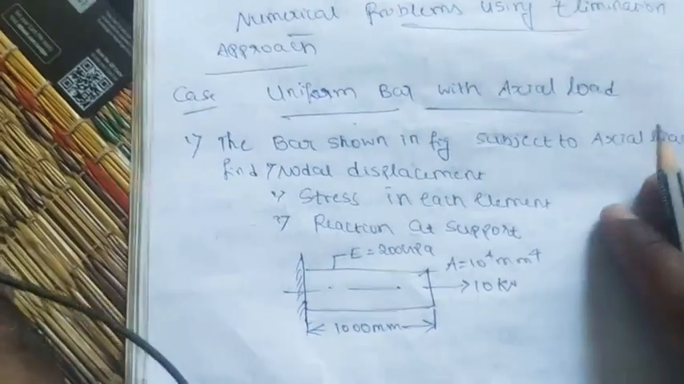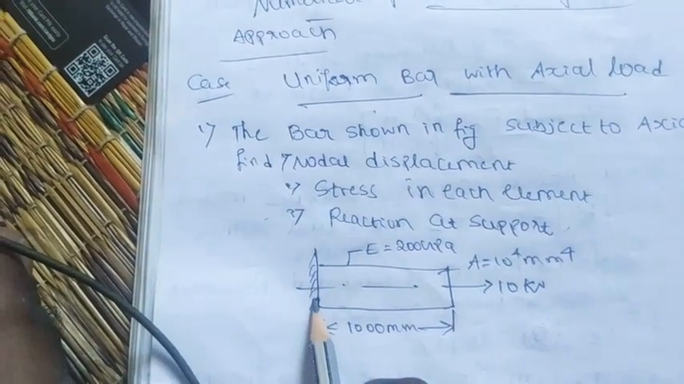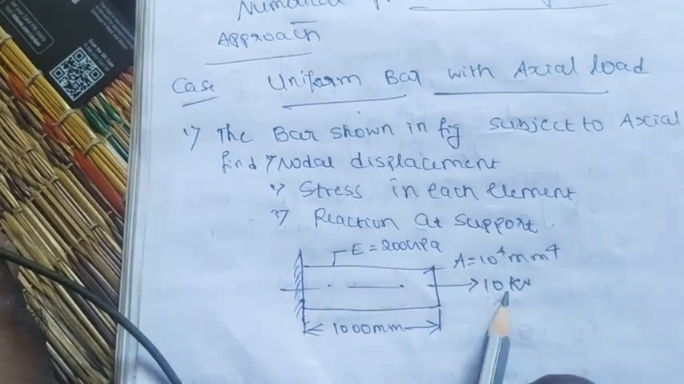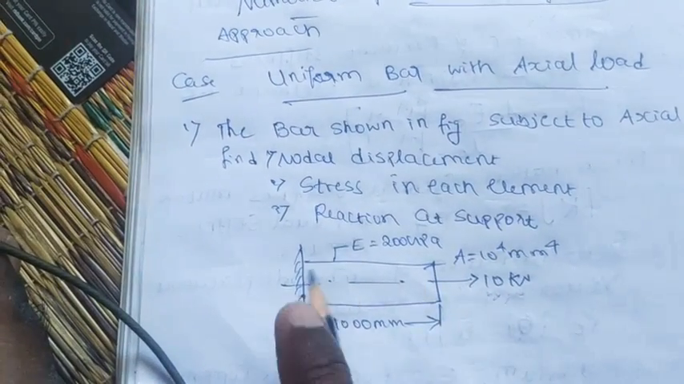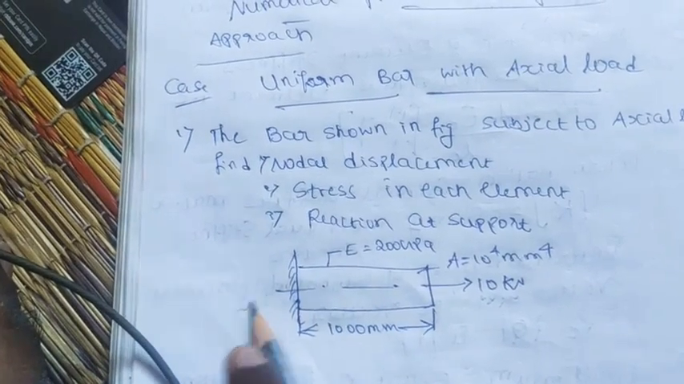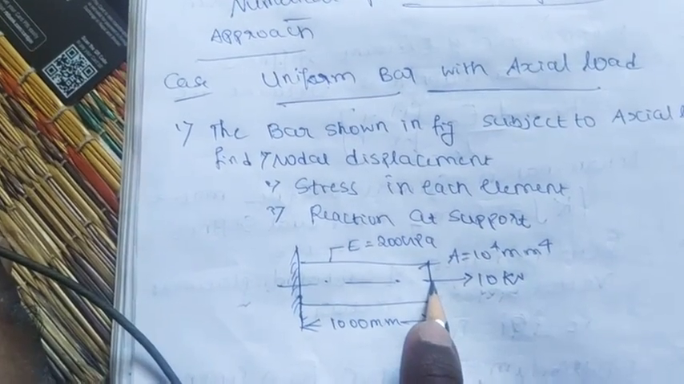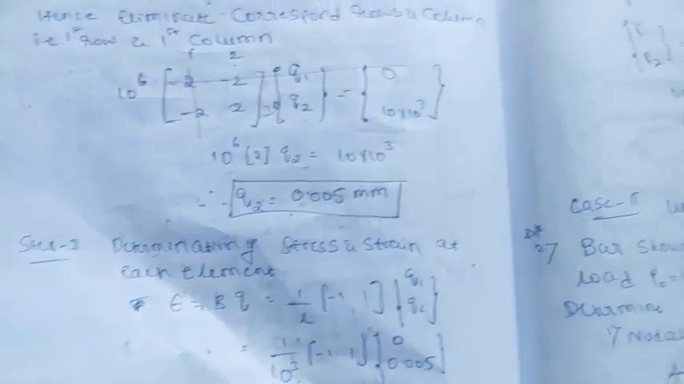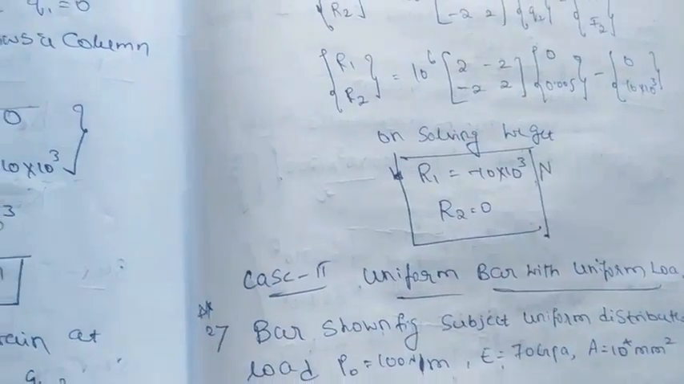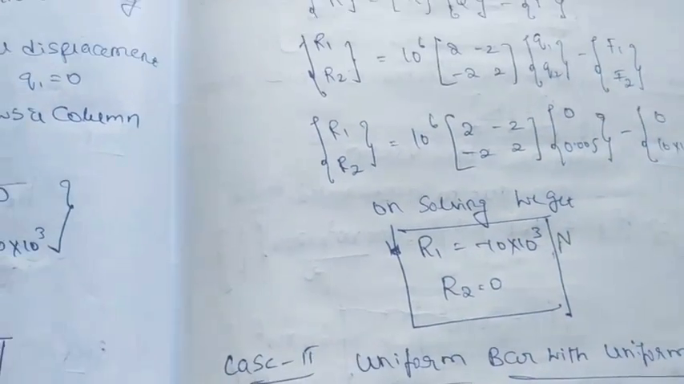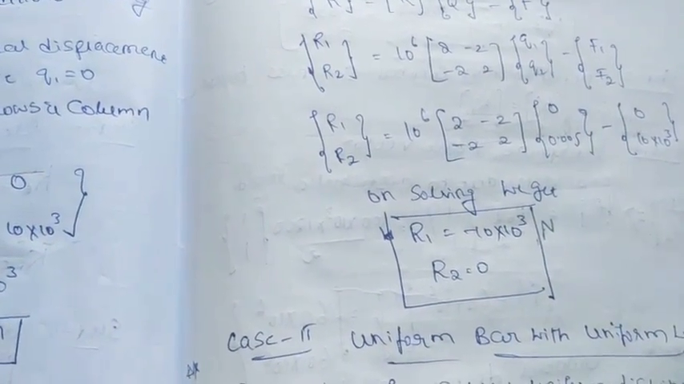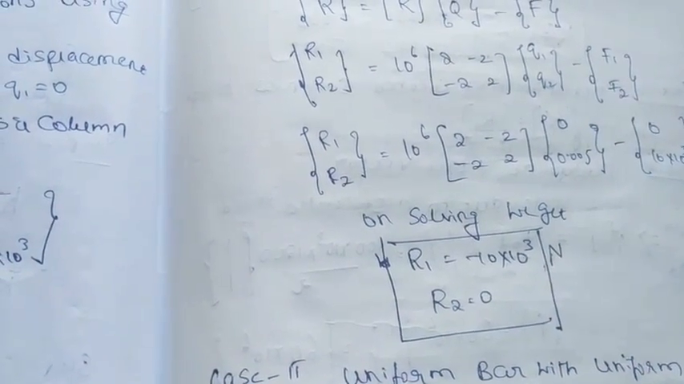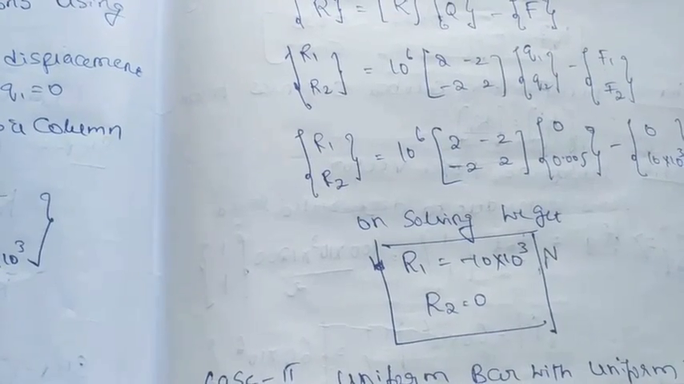Where is the reaction produced? Always at the fixed point. Here, node 1 is fixed. How much you apply, that much is the reaction in Newton. It is minus 10 kilonewton, so minus 10 kilonewton will be the reaction. At node 2 there is no reaction because it is not fixed, therefore R2 is 0. So this completes the problem. The problem is worth 8 marks in total. The steps are the same for all problems. So this completes the first problem, the first case, that is a uniform bar with axial force.